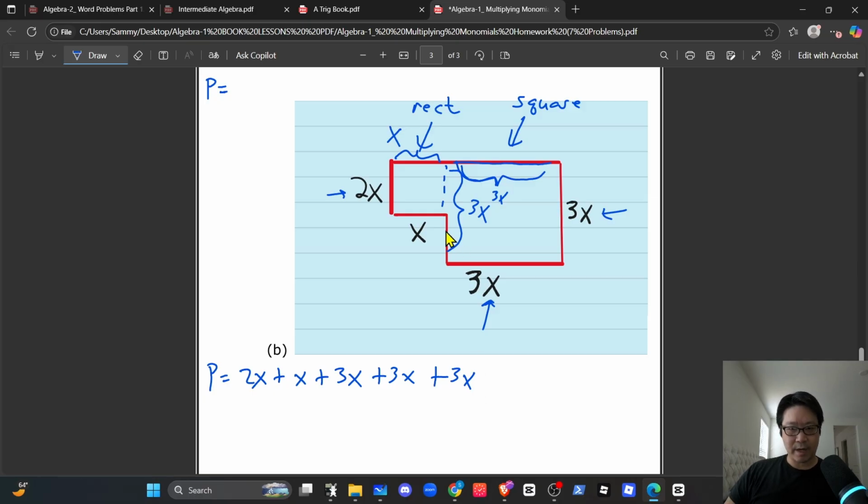And then this right here is what? So 2x, yeah, this side is also x. Because this whole thing is 3x, and this is 2x. So to get this piece right here, you would subtract 2x from 3x, which gives us x. So we're going to add x. Okay. And also this x right here.